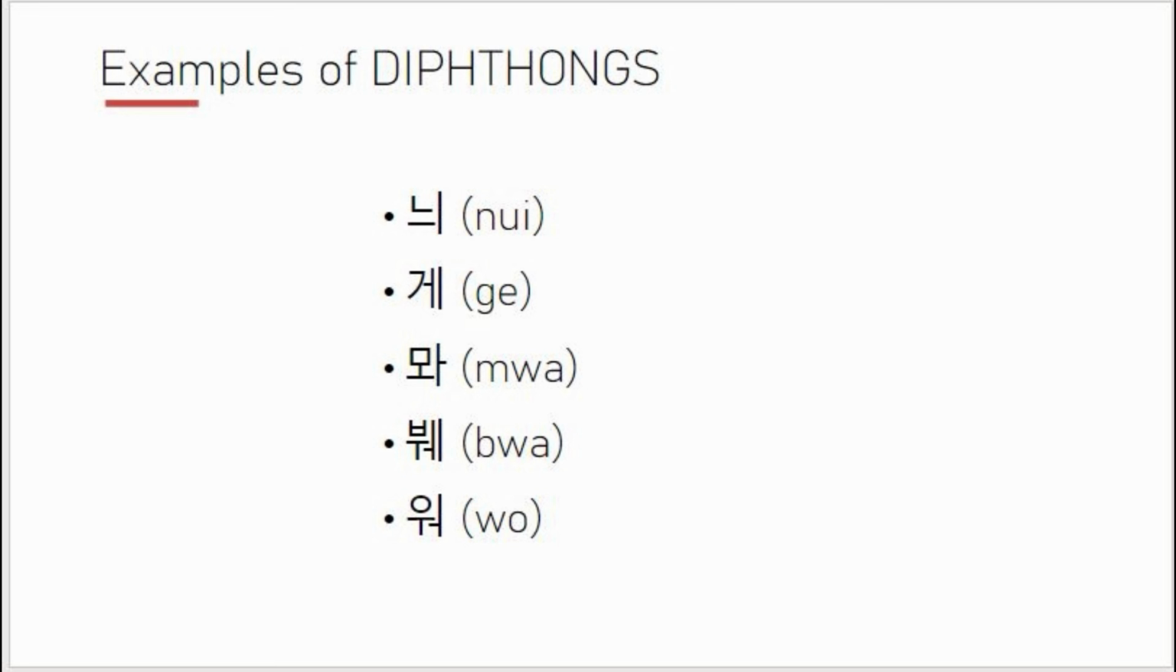We see some examples for diphthongs in the last. If we add nieun in front of it, we get a syllable, and if we add jieut in front of ae, we get jae. If we add mieum in front of wa, it's mwa, and if we add pieup at the start of wa, we get pwa, and if we add ieung at the start of the vowel wo, we get wo. So that's all for today.